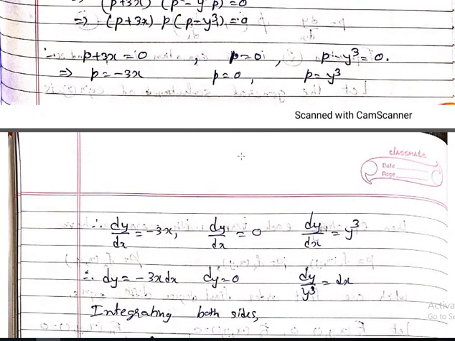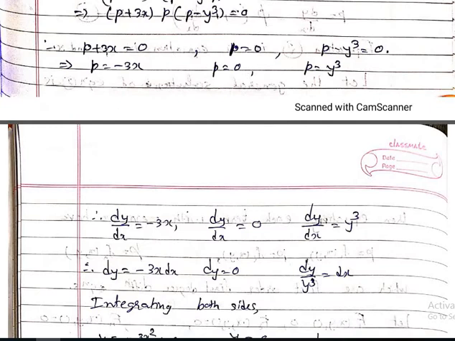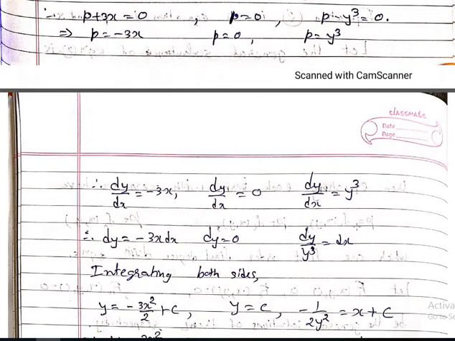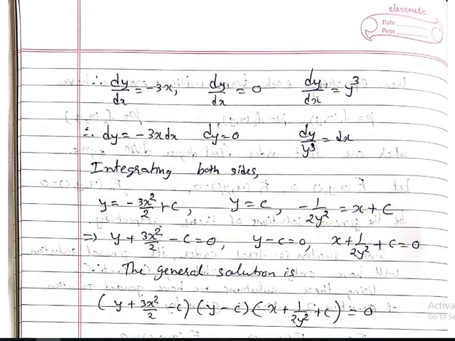So from this you have three different equations. First one is p plus 3x is equal to 0. Second one is p is equal to 0. Third one is p minus y cube is equal to 0. So here p is equal to minus 3x, p is 0, p is y cube. And p is nothing but dy by dx. So dy by dx is equal to minus 3x, dy by dx is 0, dy by dx is y cube. Now these are variable separable.